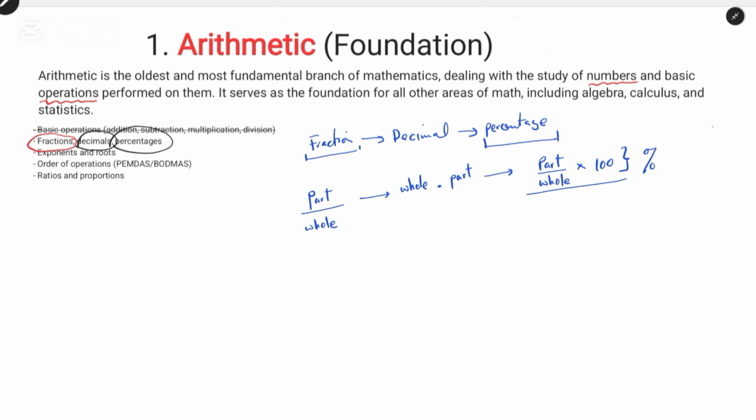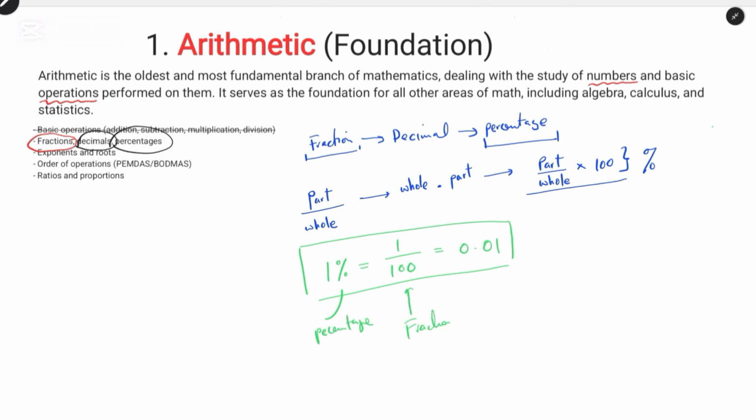To see the relationship as a basic definition, percentage means per 100, meaning 1% is equal to one part out of 100, which is also equal to 0.01. Here, we have the percentage, we have the fraction, and we have the decimal. Now, if you understand this relationship, everything about percentage is just simple.